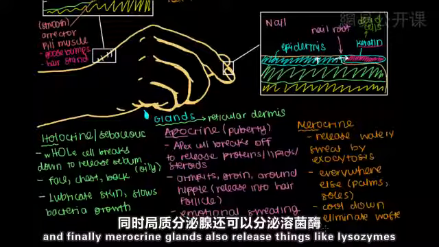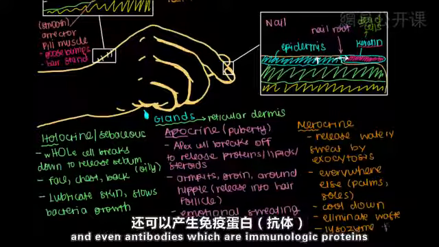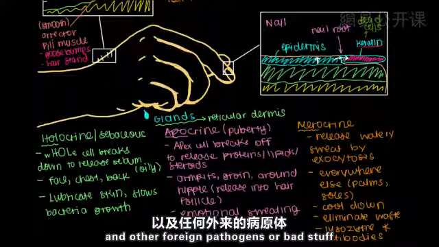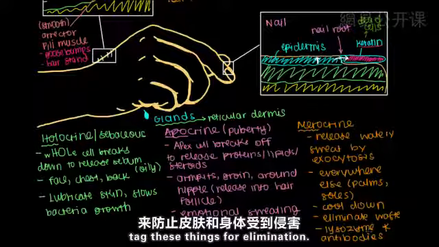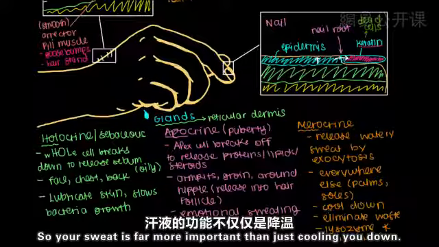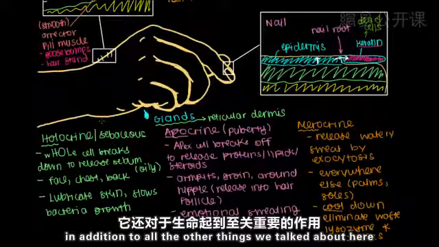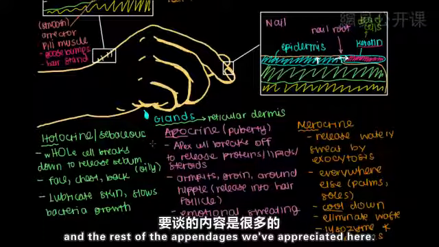And finally, merocrine glands also release things like lysozymes, which are enzymes that lyse bacteria, and even antibodies, which are immunologic proteins that'll help tag bacteria and other foreign pathogens or bad stuff that could cause damage to our skin and our bodies, tagging these things for elimination. So your sweat is far more important than just cooling you down. It even helps your livelihood, in addition to all the other things we talked about here. So there's a lot going on when we talk about our glands and the rest of the appendages we've appreciated here.